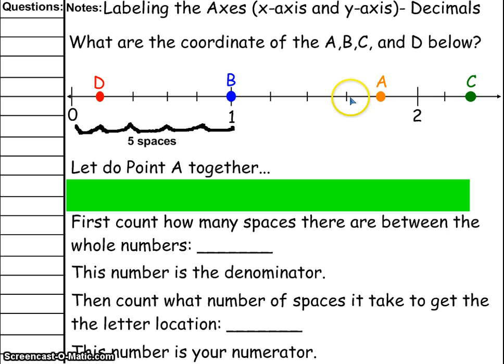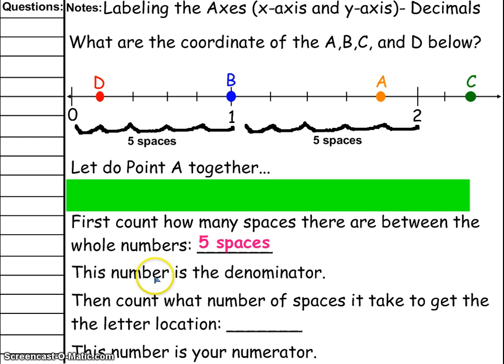1, 2, 3, 4, 5. Again, 5 spaces between the whole numbers 1 and 2. And again, since you do not see the whole number 3, this axis will continue. When it continues and gets to 3, you will still have 5 spaces between those whole numbers. So this number tells us the denominator of our fraction.